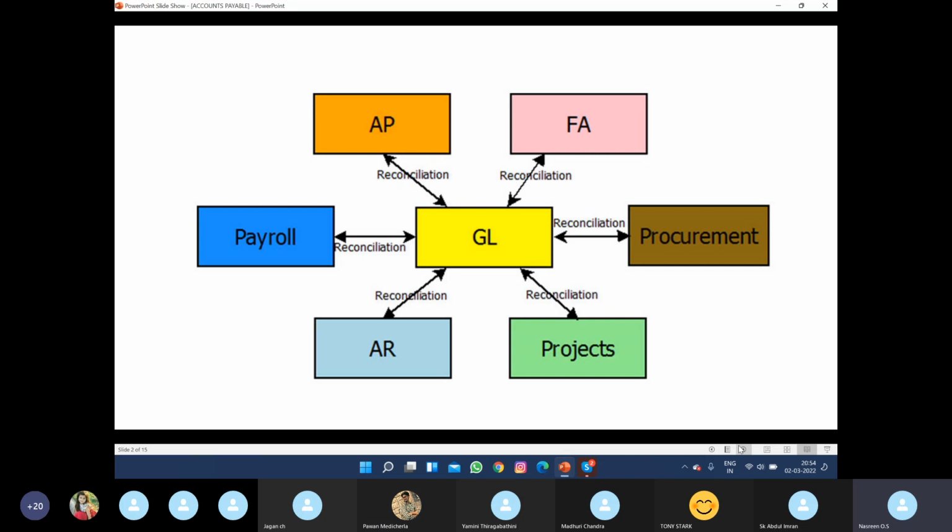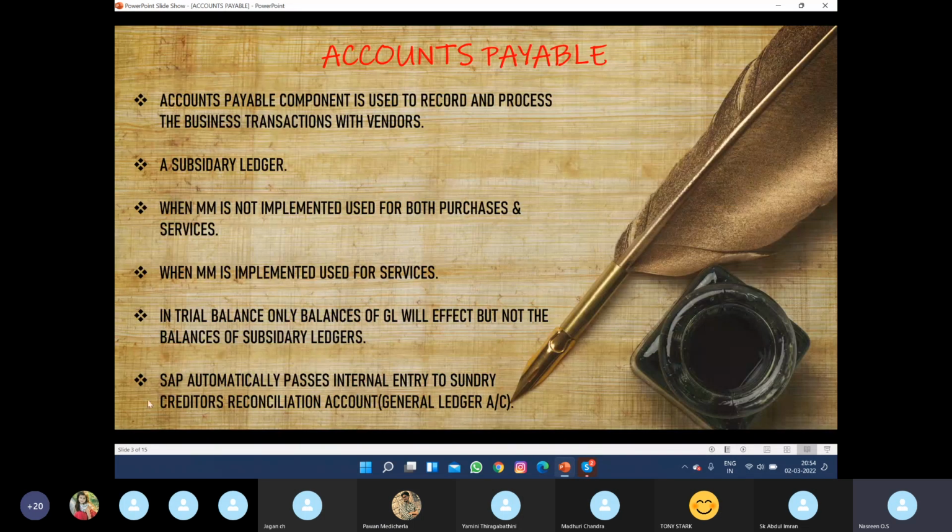SAP automatically passes internal entry to the sundry creditors reconciliation account, which means SAP automatically passes all the transaction entries to the sundry creditors reconciliation account, and we are not required to pass any entry in the general ledger. It automatically updates the balances. So what is this reconciliation account? Let's know.